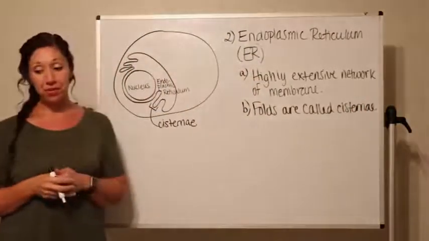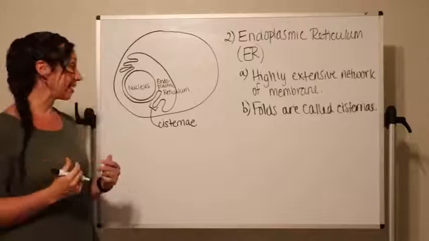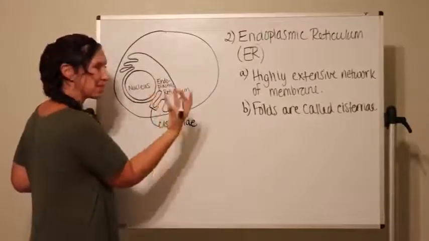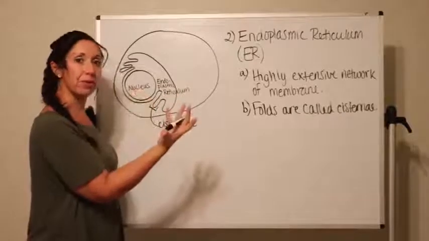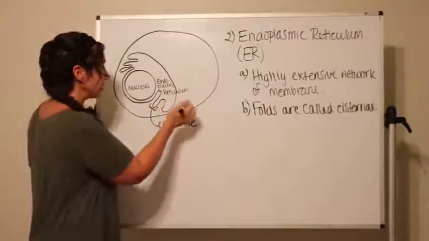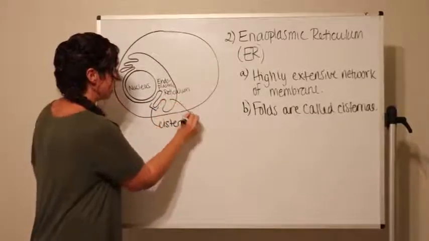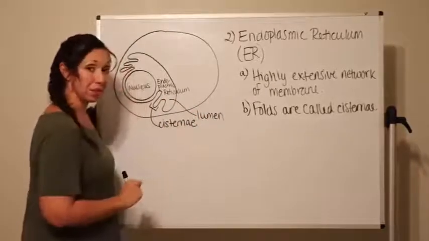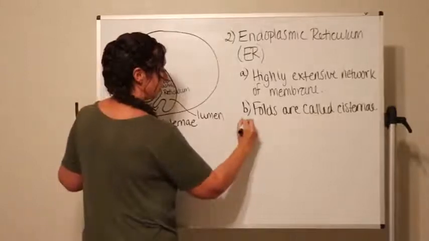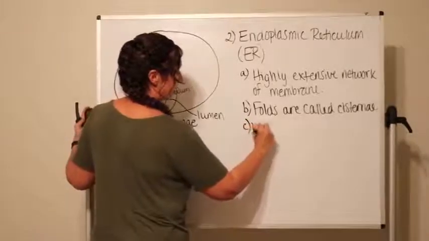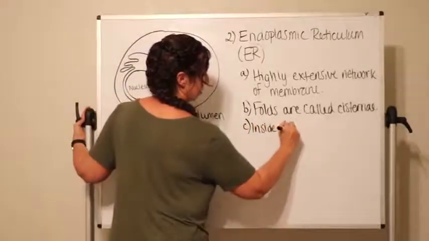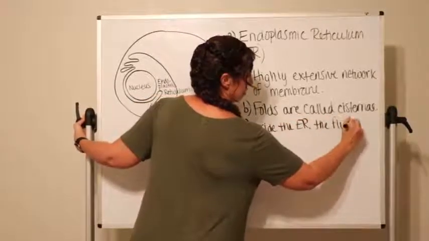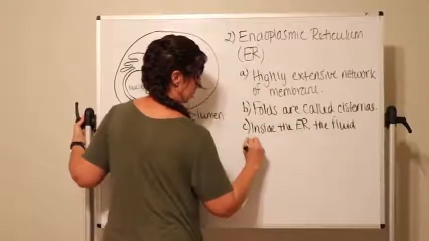The folds are cisternae. And inside the ER, it's almost like you have another cell within a cell because all of these organelles are wrapped in their own membranes. And inside, you got stuff going on. Inside the ER, the fluid on the inside is called the lumen.